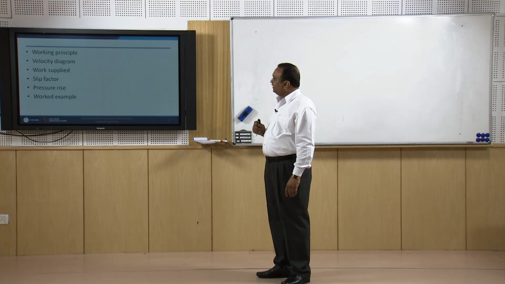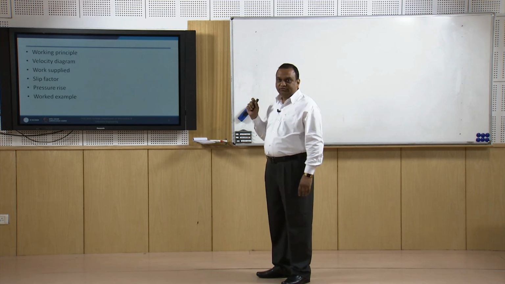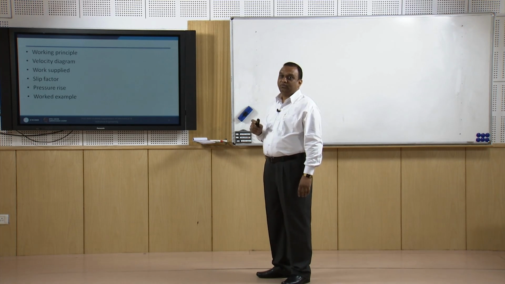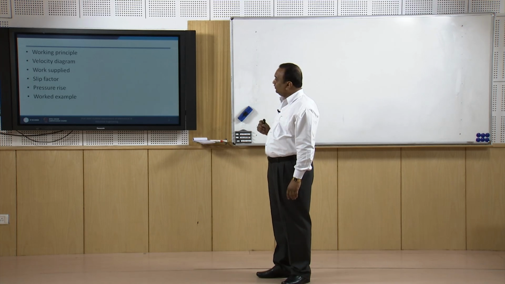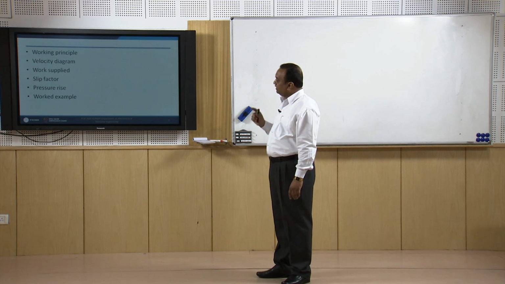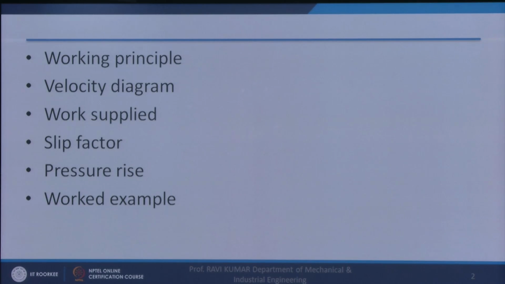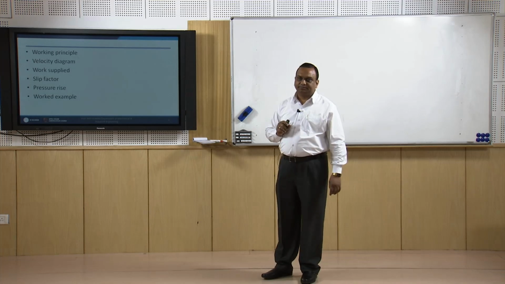Then we will draw the velocity diagram, and derive the formula for how much work has to be supplied to the centrifugal compressor. There is this phenomenon, slip factor, we will discuss the slip factor, pressure rise in a centrifugal compressor, and we will do one worked example.